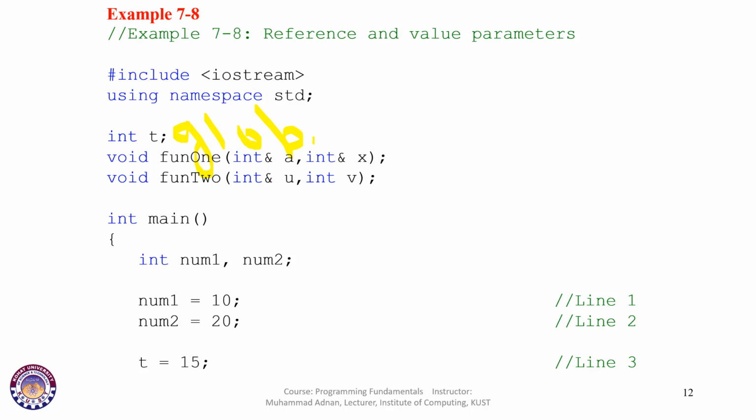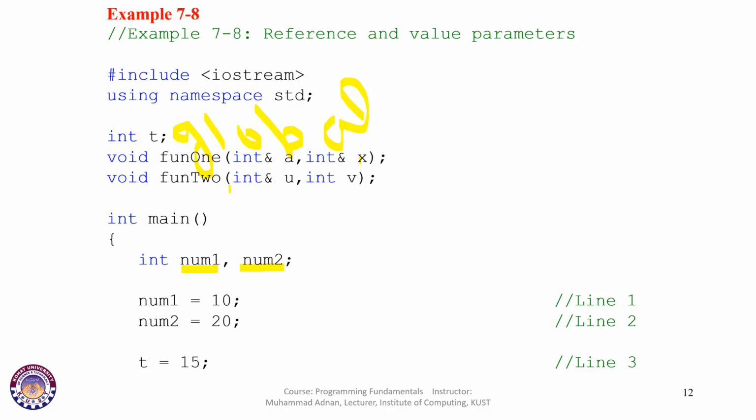Whereas num1 and num2 are local variables, which means that we can access them only inside the main function. They are invisible outside of the main function. We also have two user defined functions, function 1 and function 2. In function 1, we have a call by reference where we are passing the reference of variable a and the reference of variable x. A reference here means the address of a and x.